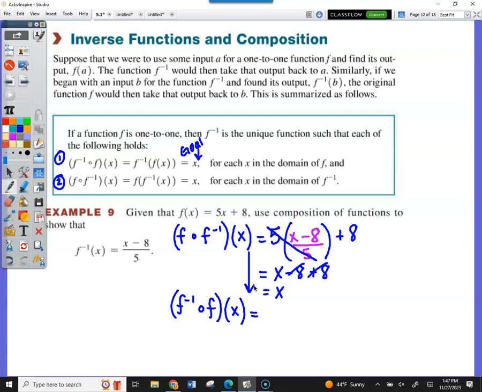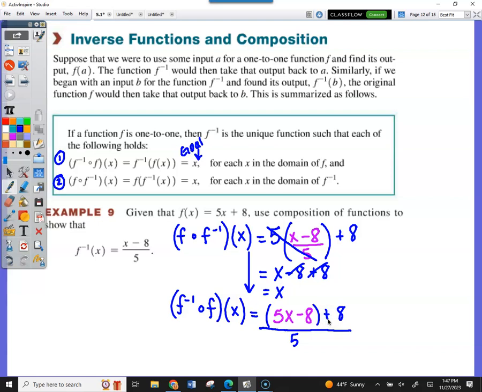Write the first function first, and as you write it, beep the x out. So beep, minus 8 all over 5. What goes in the beep? Yep, 5x plus 8. 8's cancel. There you go. It's plus 8. Oh, I wrote minus 8. Thank you.